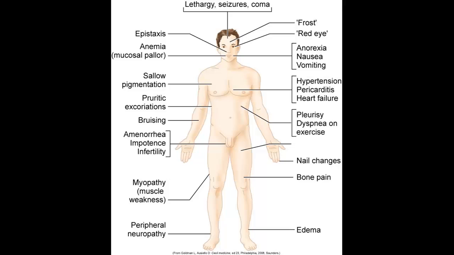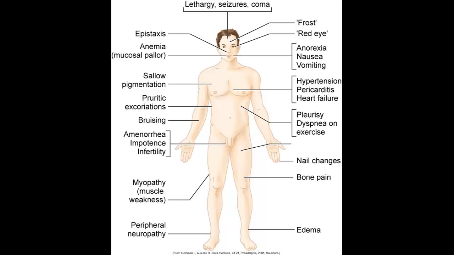The hypertension, pericarditis, and heart failure are all coming because the patient is retaining too much fluid. They can't excrete the fluid out. We can have problems with their breathing as well, nail changes and bone pain. Remember, we're demineralizing the bone. We can have problems with muscle weakness, and peripheral neuropathy also occurring because of that high urea nitrogen level in the bloodstream. So you can see there's a lot of different problems occurring here, and most of them are going to be the direct result of having a high urea nitrogen level in the blood.